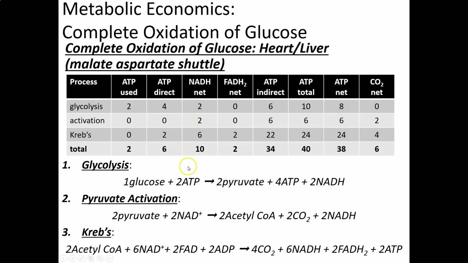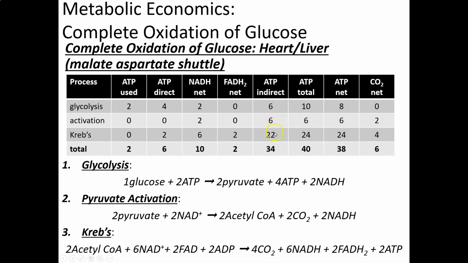So this is the total when we stick all these together in one table. ATP used is 2. ATP direct is 6. Since we're in the heart and liver using the malate-aspartate shuttle, we're going to keep the NADH. So the NADH total is 10: 2 plus 2 plus 6 is 10. FADH2 net is 2.